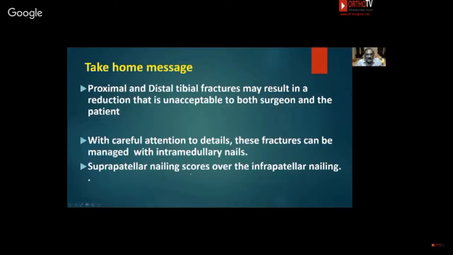So suprapatellar nailing scores over infrapatellar nailing in many aspects. Mainly the only objection is here. We are going through the knee joint, so there are some theoretical chances of infection and cartilage damage, but with due precaution, cartilage damage is avoided because we now get good quality sleeves which slide underneath the trochlea, and second, with careful precaution, the rate of infection, which is an iatrogenic complication, can be dealt with proper surgical technique.